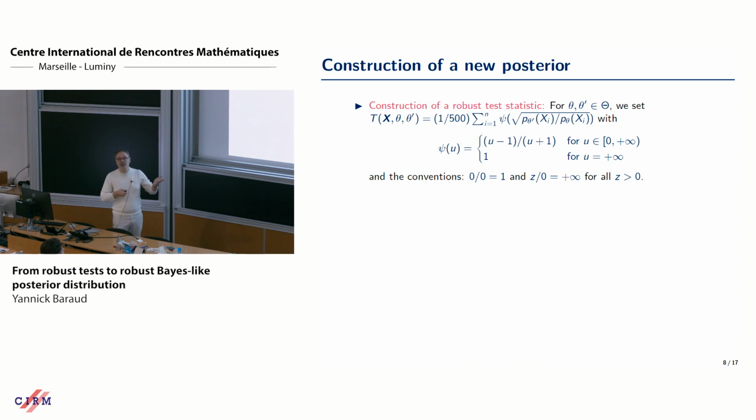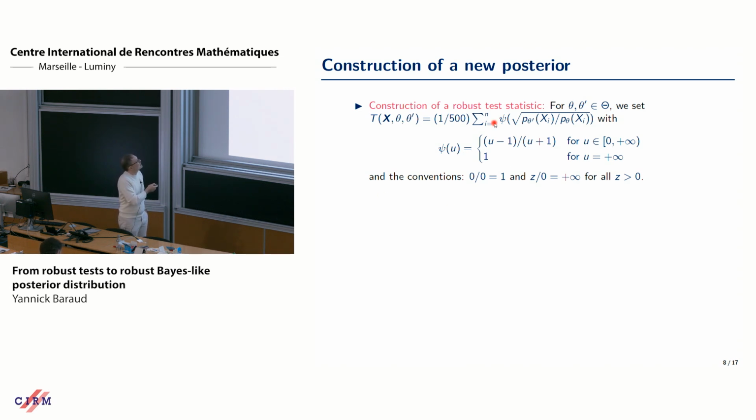So if p theta prime is better than p theta for modeling the marginal distribution of my data, I want this test statistic to be large. And I want the opposite. If p theta is much better for modeling the marginal distribution of my data than p theta prime, I want this test statistic to be very small. Okay, so something you can prove about this test statistic actually.